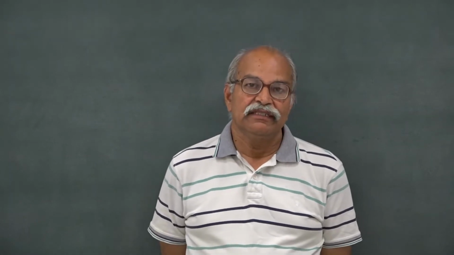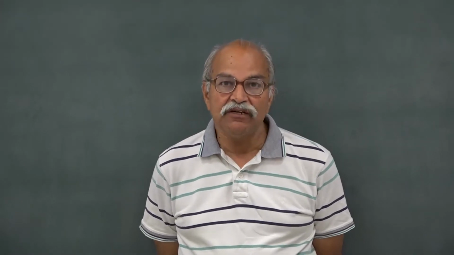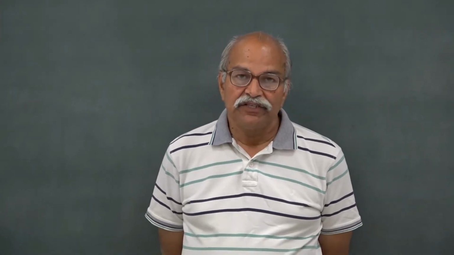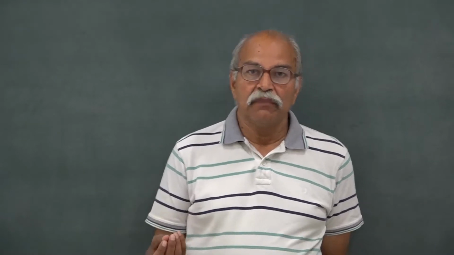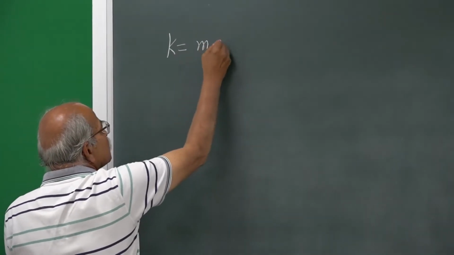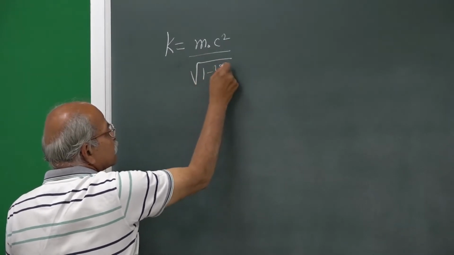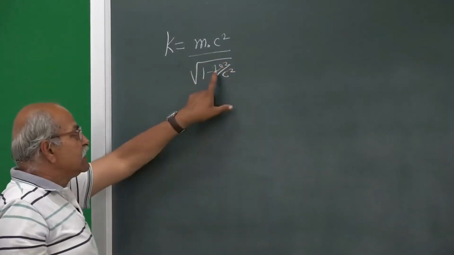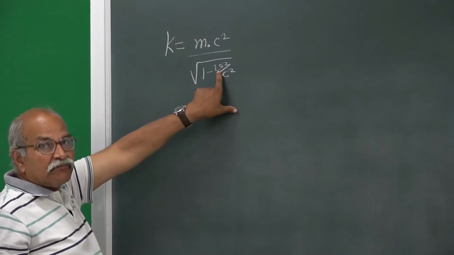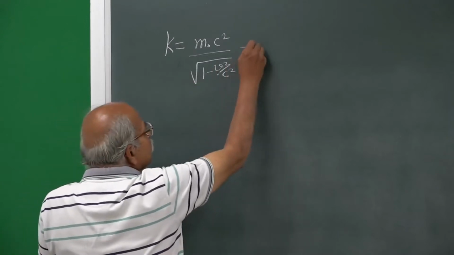So, in the previous lecture we derived the expression of kinetic energy in terms of the speed of the particle. If we have a particle of mass m naught, we derived that kinetic energy is m naught c square divided by square root 1 minus v square by c square. This v here is the speed of the particle. The particle is moving with speed v, and then minus m naught c square.